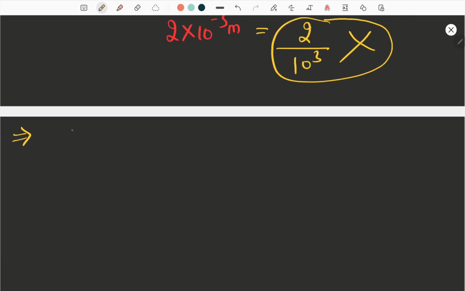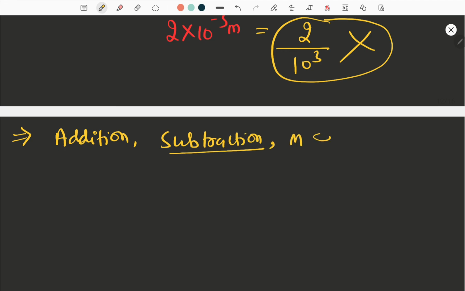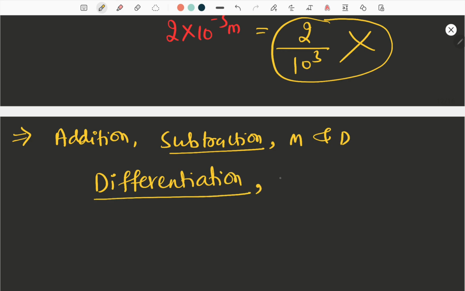Like that you have many mathematical tools. Addition is one mathematical tool. Like that, subtraction. What is the spelling of subtraction? Subtraction, okay, please look into the spelling and all. Then multiplication and division. Then we have differentiation, which you must have heard about, and you will hear more in the higher classes. Then there is something called integration. Alright, so all these are the mathematical tools.